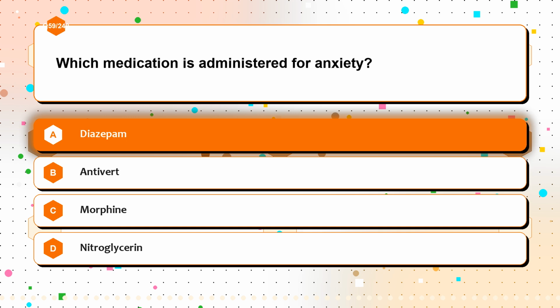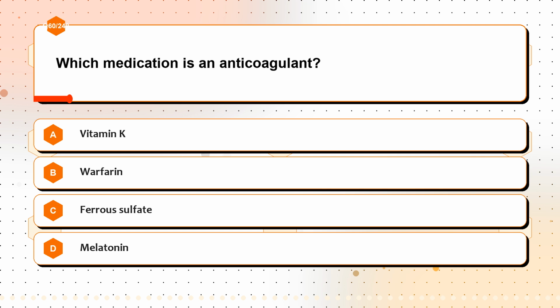The correct answer is option A, diazepam. Question 60. Which medication is an anticoagulant? Here are the options. Option A, vitamin K. Option B, warfarin. Option C, ferrous sulfate. Option D, melatonin.